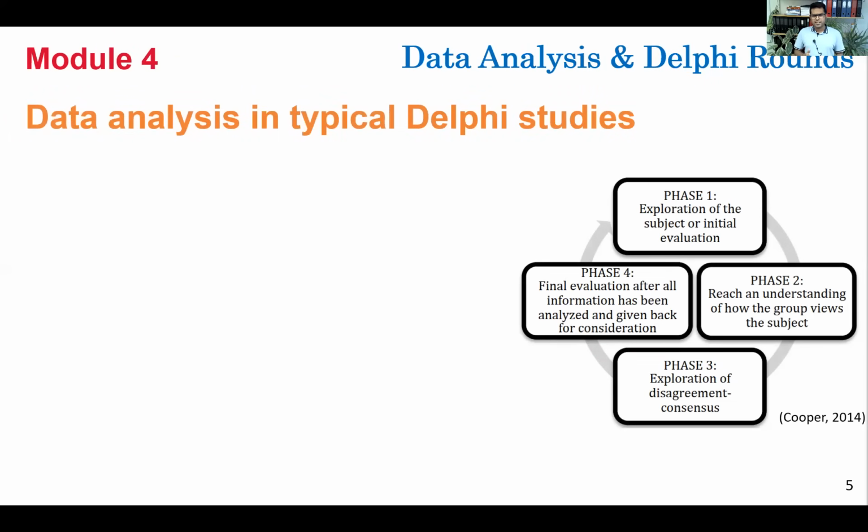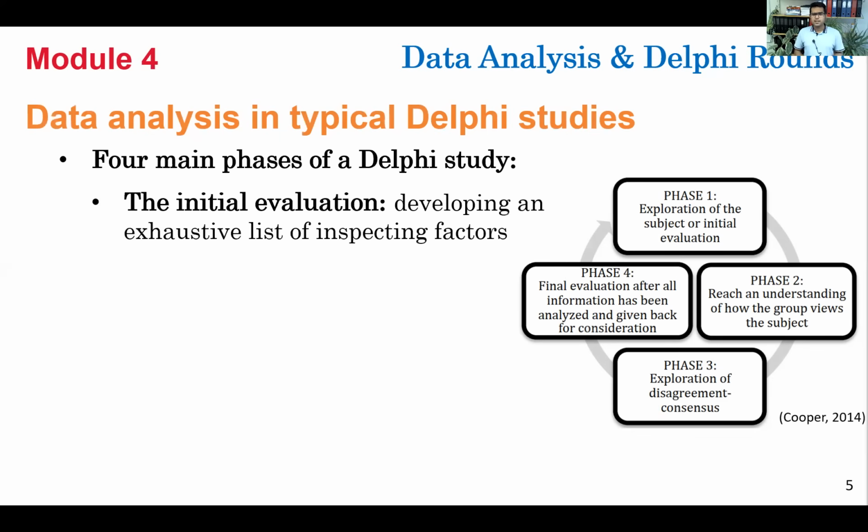The data analysis process in Delphi studies can be divided into 4 phases, including initial evaluation, iterative process, gaining consensus, and final evaluation. The overall process is summarized in the demonstrated figure. The first phase of the analysis, the initial evaluation, consists of developing an exhaustive list of inspecting factors and placing these items on a questionnaire to assess their degree of importance to the success of the research inquiry.